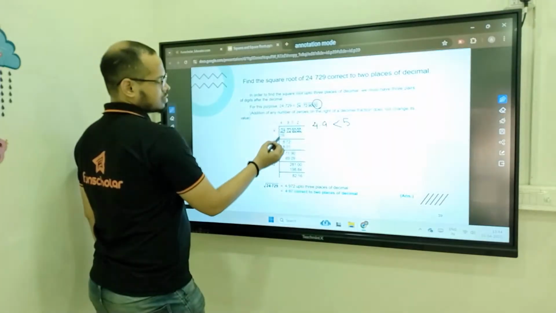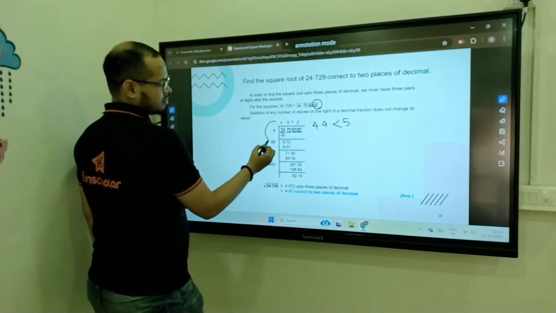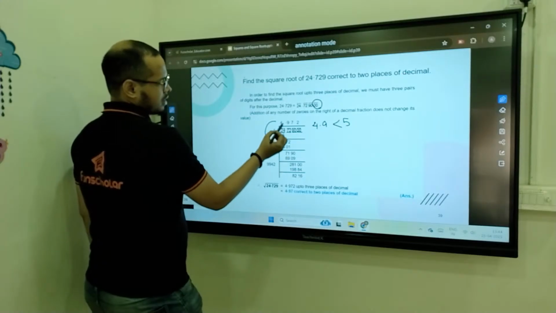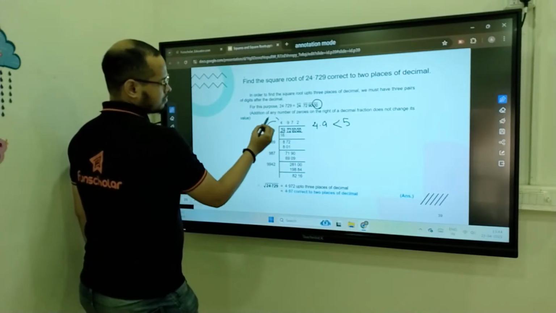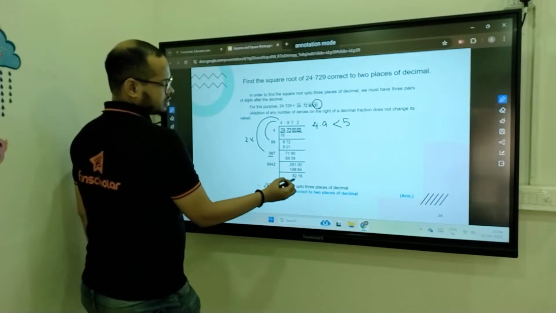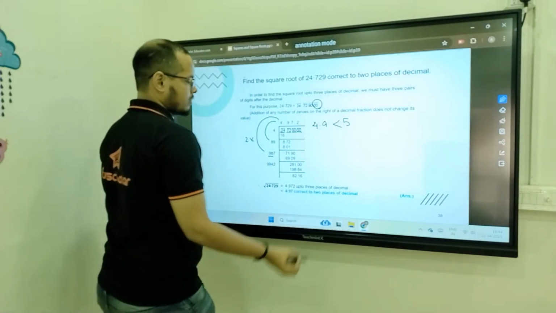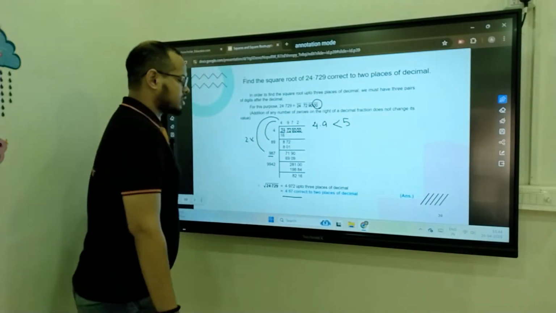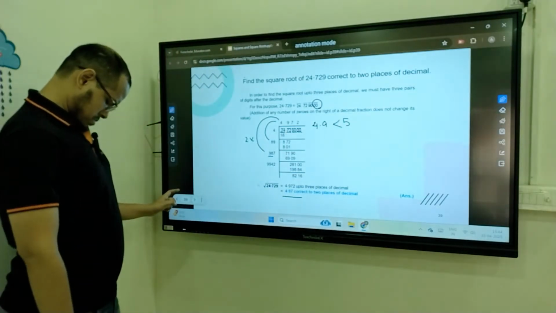Okay, let's see. So 16, 4, 4 ka double 8, 8 into 9 gives 801, 49, 49 into 2 will give us 98, 98 into 7, then 497 into 2, 994 into 2. This will keep on continuing. Okay, so this is the answer, correct up to 2 decimal places.